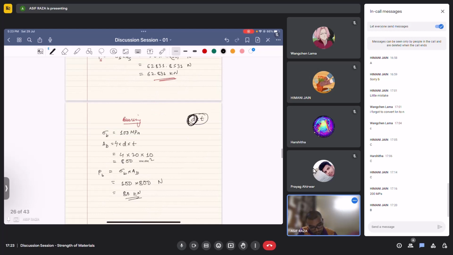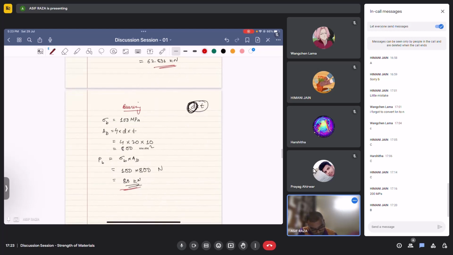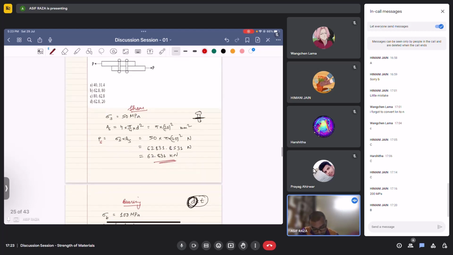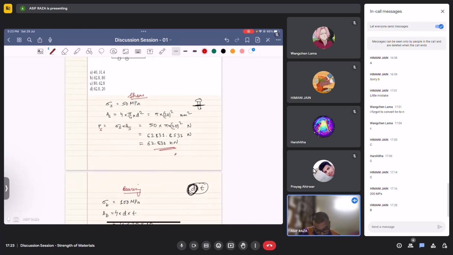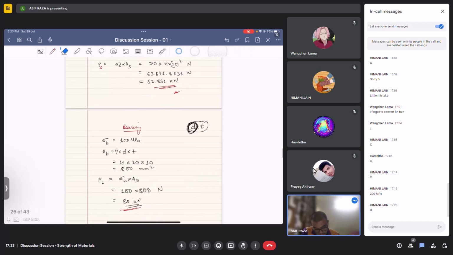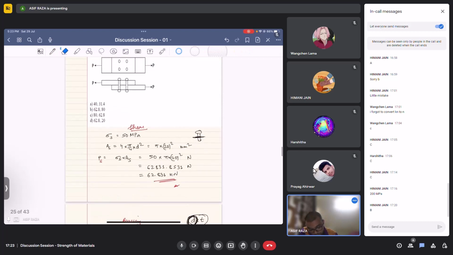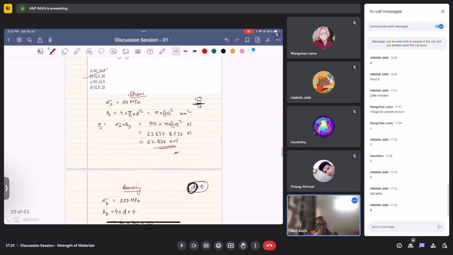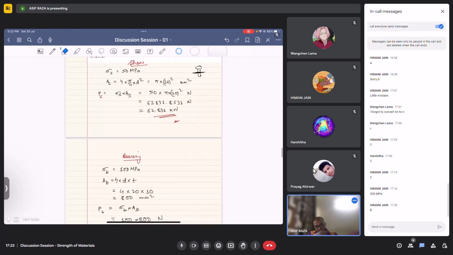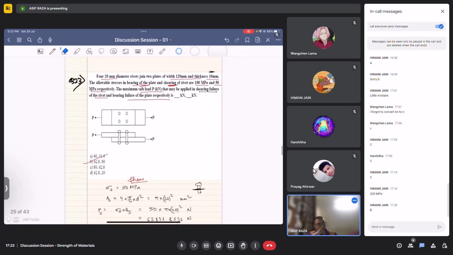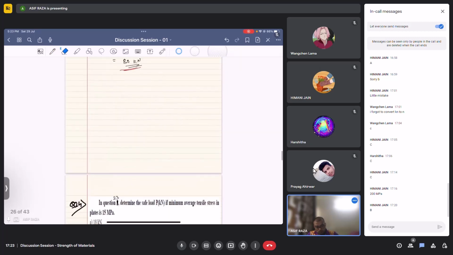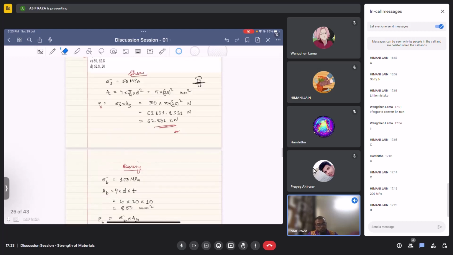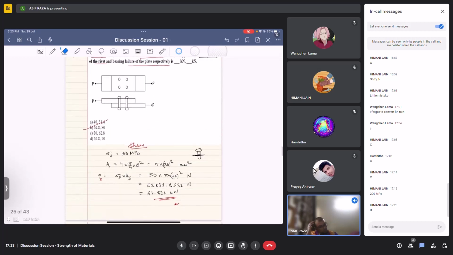Okay, so let's see. So 62.831 and 80, option B. Himani also gave the answer as option B, so that confirms my solution of this question. Okay. Next question is relating to this question itself.